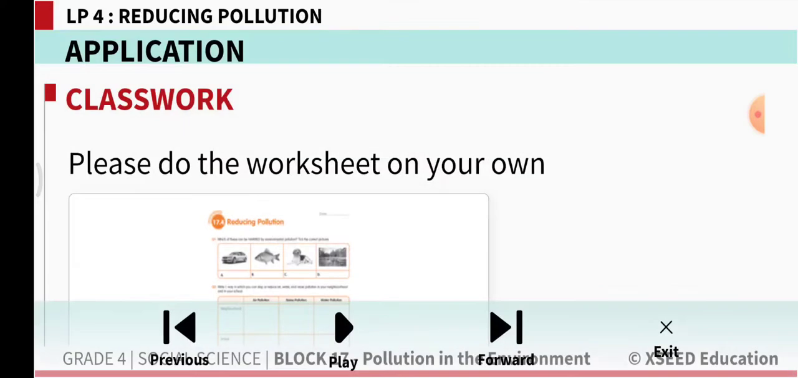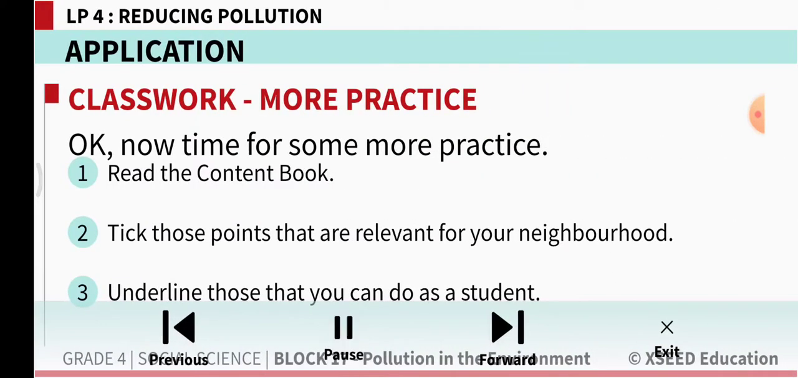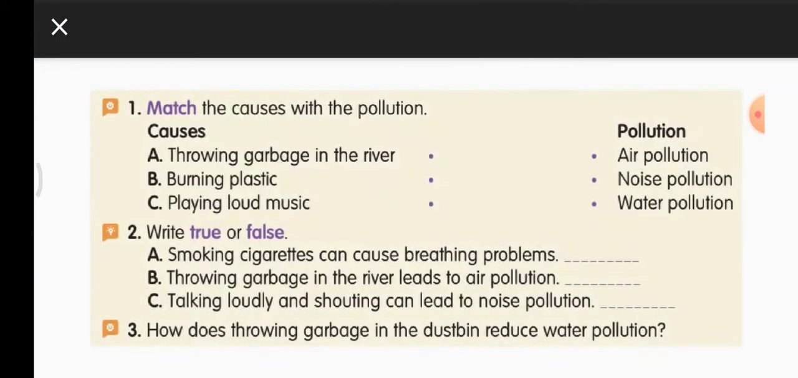Let's move on to the content book and complete that. All of you open the content book, put today's date. Very easy questions. First one, match the causes with the pollution. Causes are on the left side and the effect, what type of pollution it will lead to, are on the right side. Throwing garbage in the river, draw a line from the river to water pollution, right? Throwing garbage in river causes water pollution. Burning plastic causes air pollution. Playing loud music causes noise pollution.